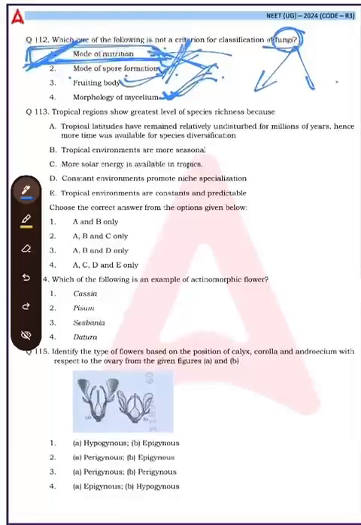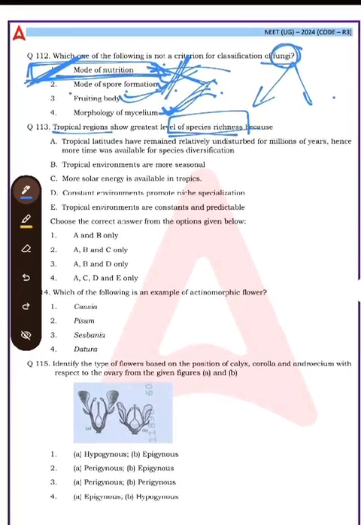Next, tropical regions show greatest level of species richness. So the species are mostly present in tropical regions. Why? Let's see the first one. Tropical latitudes have remained relatively undisturbed for millions of years. Hence, more time was available for species diversification. Yes, as tropical latitudes are not disturbed, the species are not disturbed. They can easily get diversified, right? Without any disturbance.